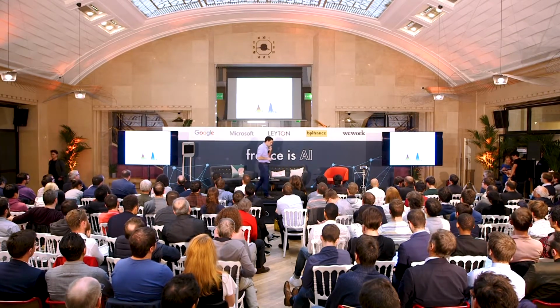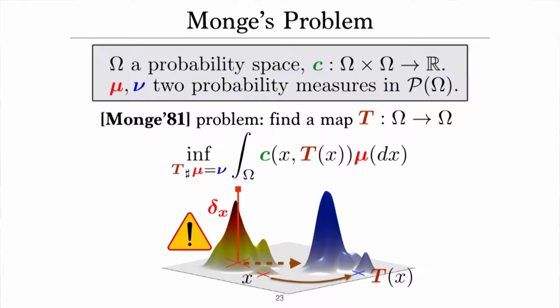So let me just do a bit of math here. The optimal transport problem, the Monge problem, starts from the following. We have a probability space and a cost function. This would be, for example, how costly it is to move some sand from one place to another. And he asked, when I pick up some sand at some point x, where should I bring it, T of x?